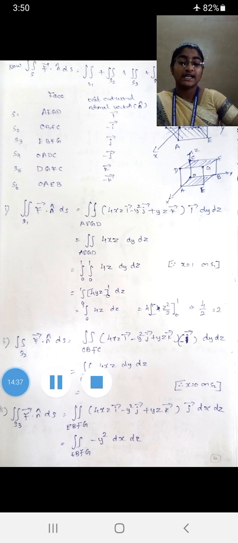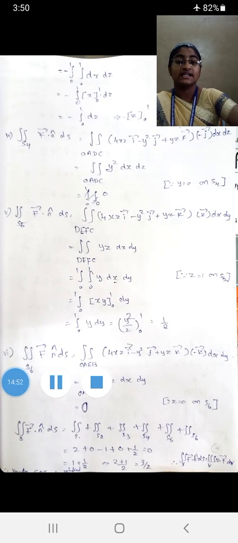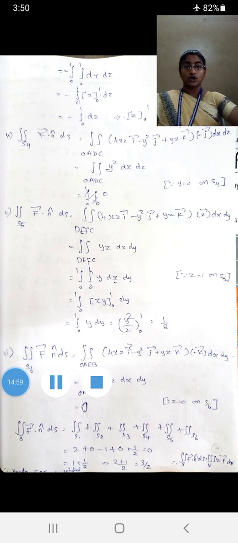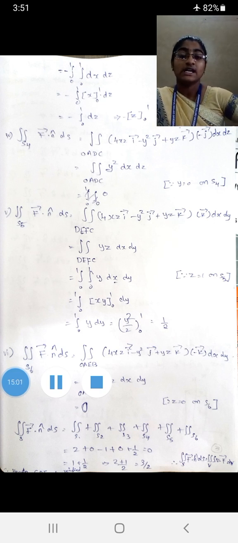vector into dx dz, because this third surface is along the y axis, so we can take it as dx dz. Now we have to multiply the j vector. So we get minus y square dx dz. We know that on surface 3, y is equal to 1. So we take the minus outside. So the double integral from 0 to 1 of dx dz.